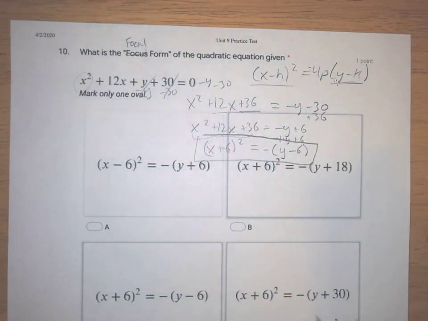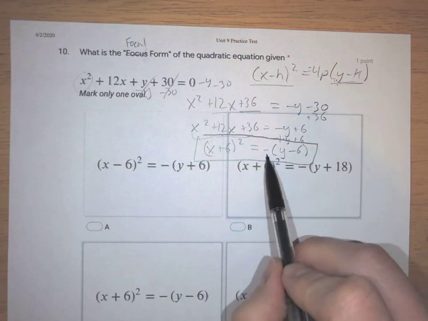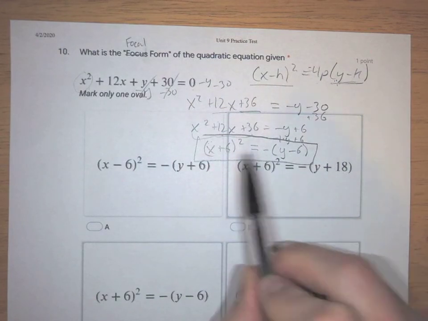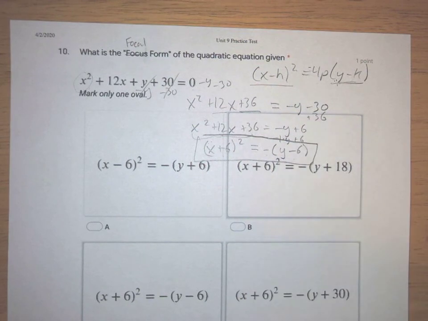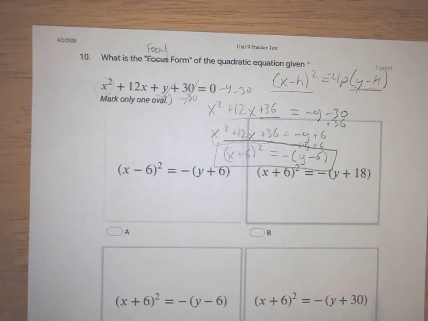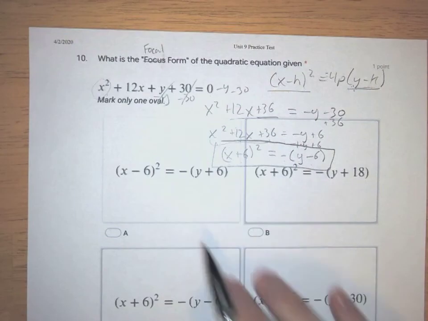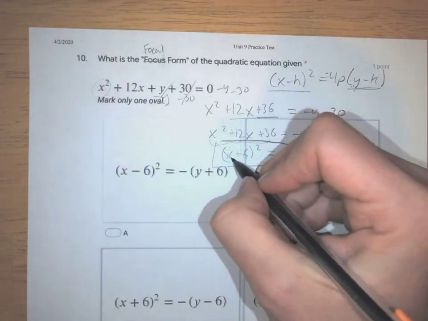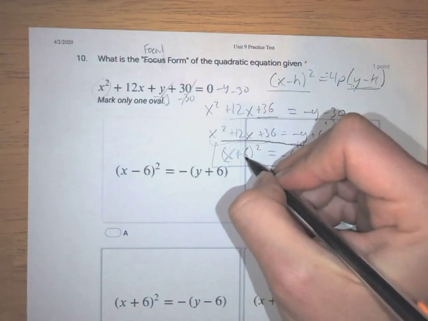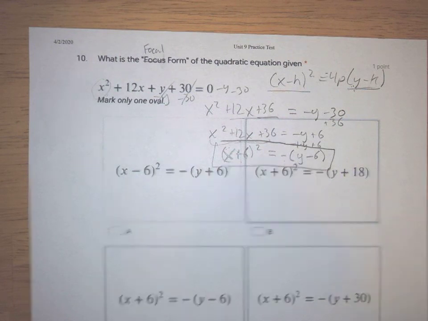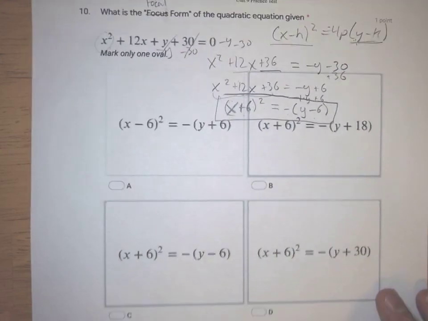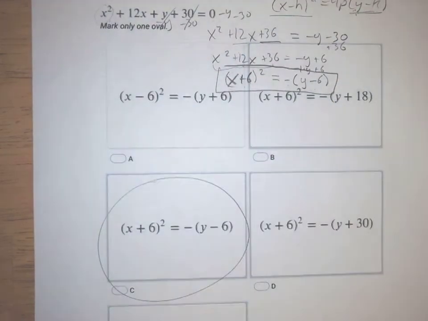If we wanted to go one step further, we could say this is going to open down because it's negative, and the vertex is going to be at negative 6, positive 6. So that's kind of how to read that one. Sorry, that's kind of weird because I have all these answer choices here and not a lot of room, but hopefully you can see that work. This is x plus 6 squared equals negative times y minus 6. So figure out which one of those matches your answer choice. It's maybe going to be in a different order than what I have here, but it looks like in this version, it's right there.